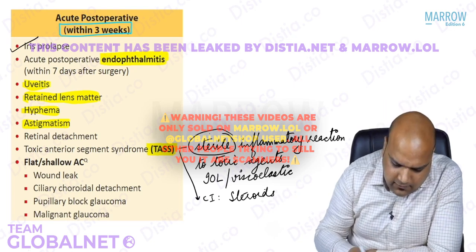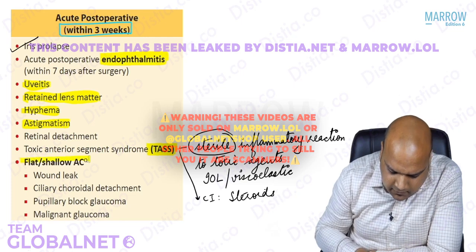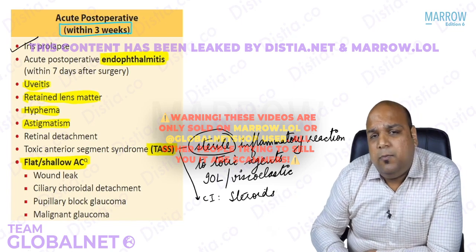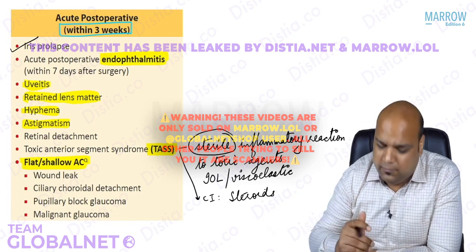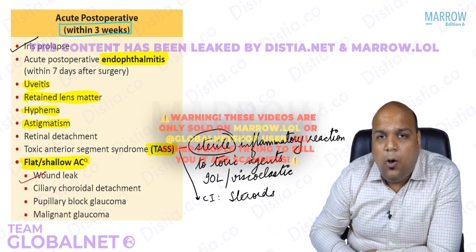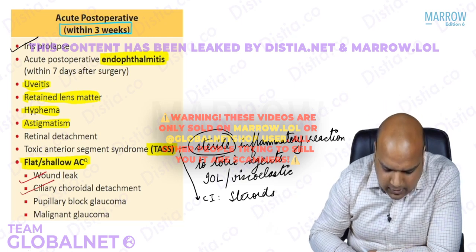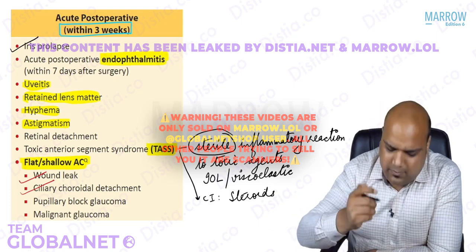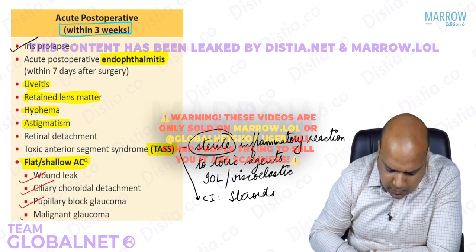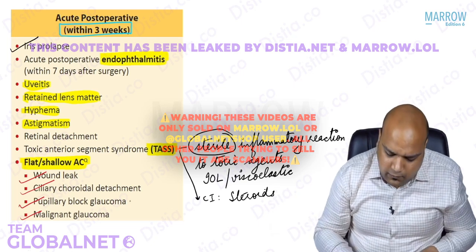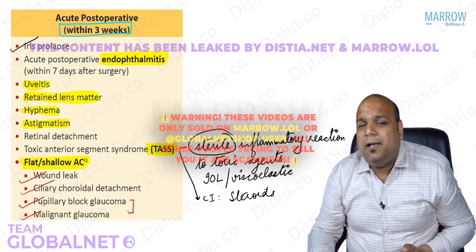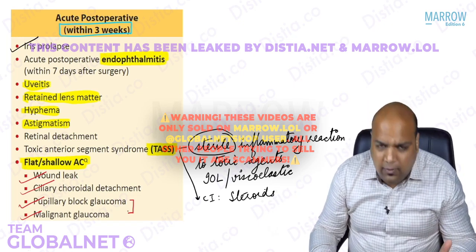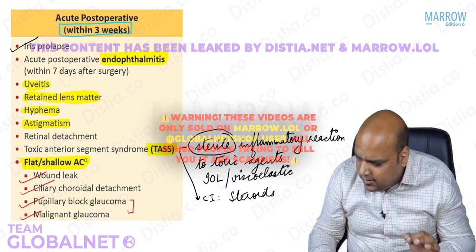Also remember, everybody, a very important complication that I am writing, flat or shallow anterior chamber. Now, what do you mean by this? Post-surgery, there is some leaking from the wounds. Yes, wound leak. Or there is ciliary choroidal detachment. If there is detachment, then everything will come anteriorly, everybody. Pupillary block glaucoma or malignant glaucoma. So when you read glaucoma, you will understand pupillary block and malignant glaucoma are almost always the same thing. So these are the important causes of a flat or shallow anterior chamber.